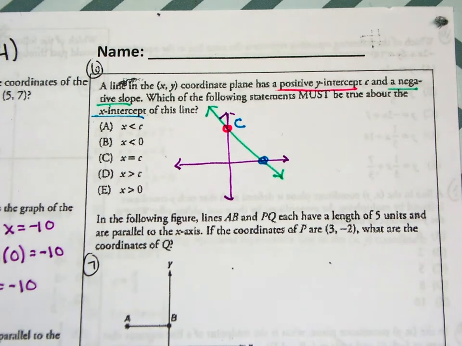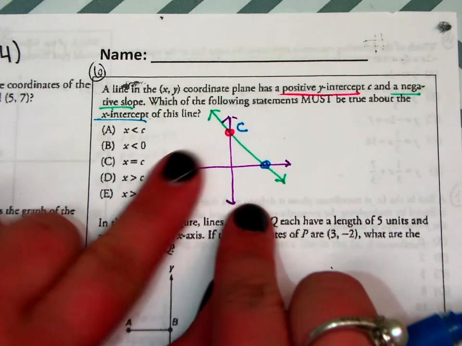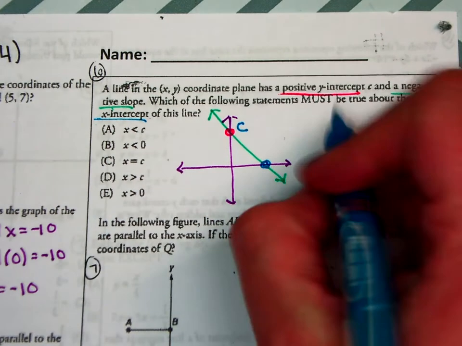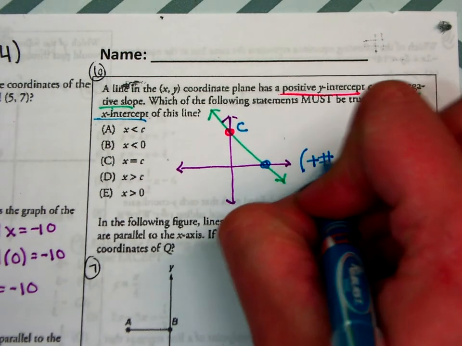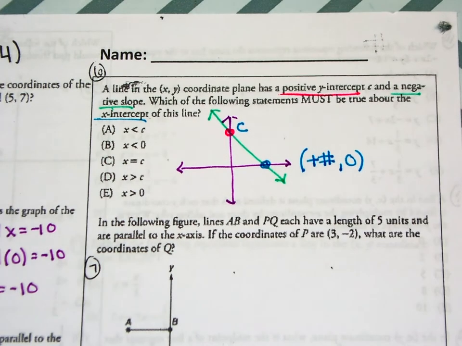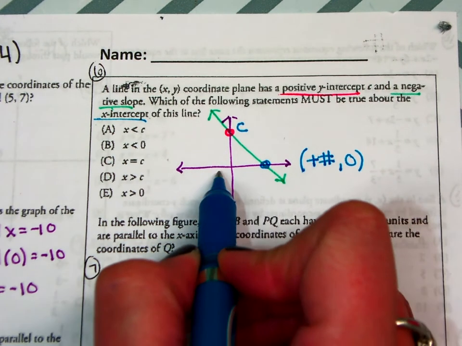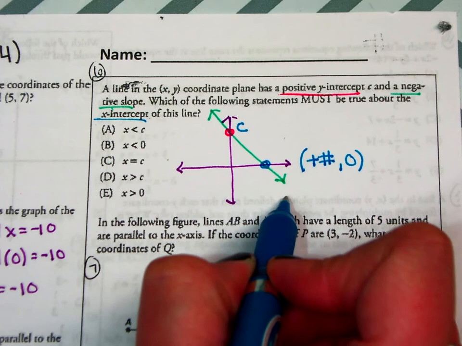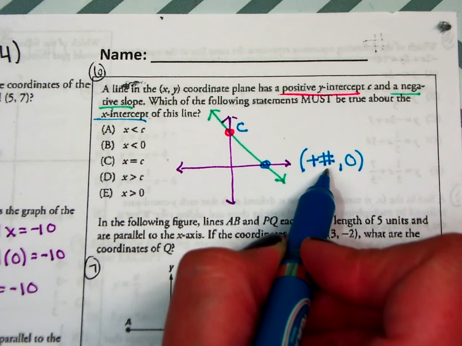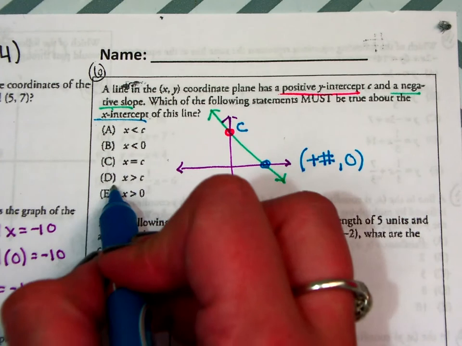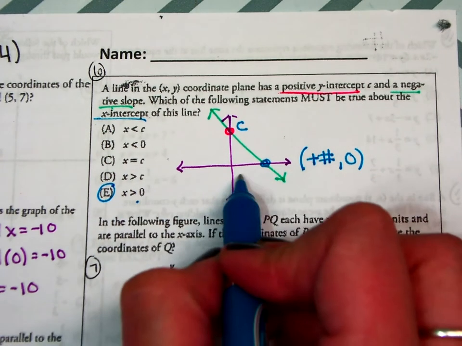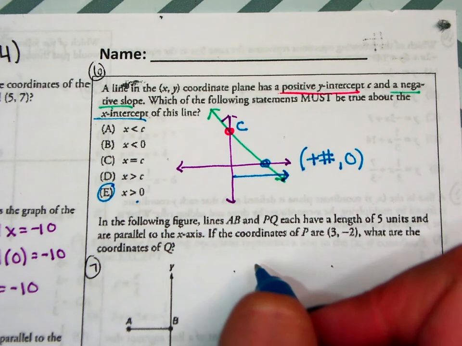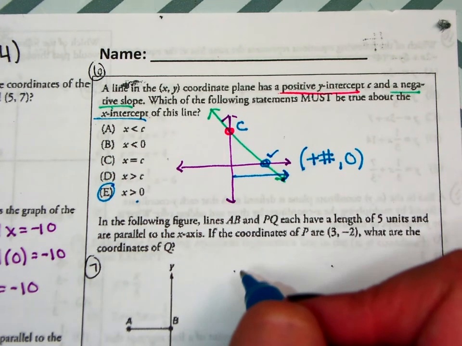Things we need to know. This location, somewhere to the right of the origin, would have a positive number, comma, 0. Looking at all our answer choices, this value has to be positive. It's always going to be in the positive area over to the right, as long as the slope is negative. The only one that says that the x-coordinate must be positive is option E. X is greater than 0. Greater than 0 means it's located to the right of the origin, which it is. So that's how we know the correct answer is E.